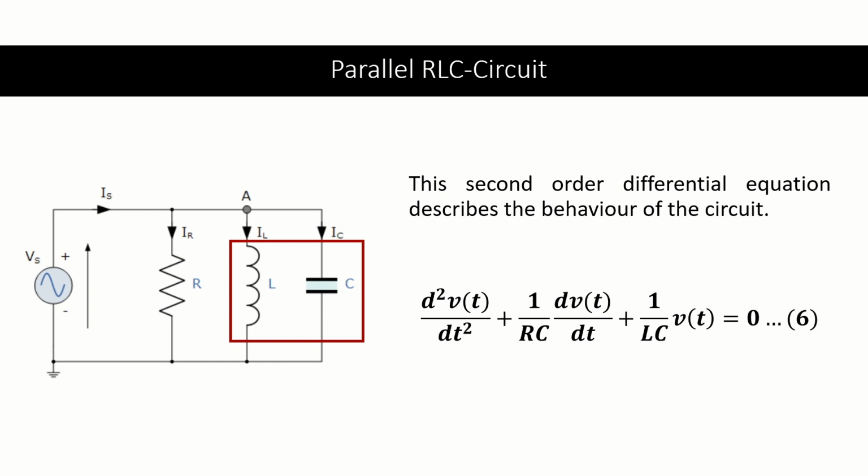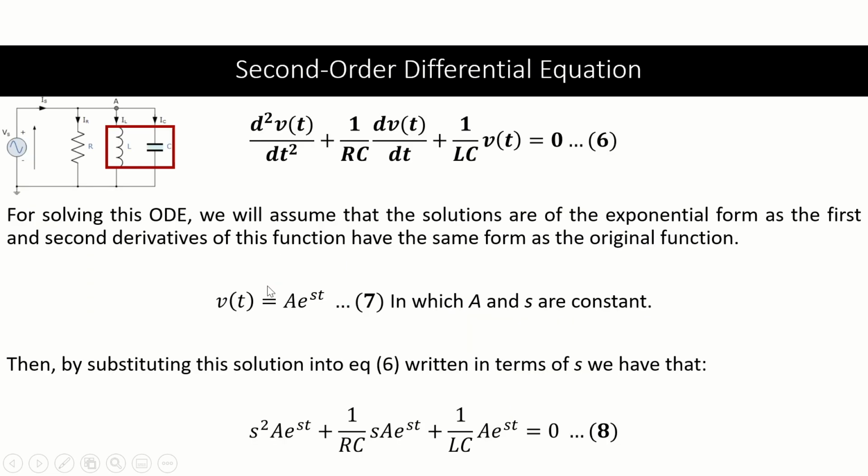This second order differential equation describes the behavior of the circuit. Additionally, the fact that it is a second order equation is explained by the two reactive elements in the circuit, the inductor and the capacitor. For solving this ordinary differential equation, we will assume that the solution is of exponential form, as the first and second derivatives of the function have the same form as the original function.